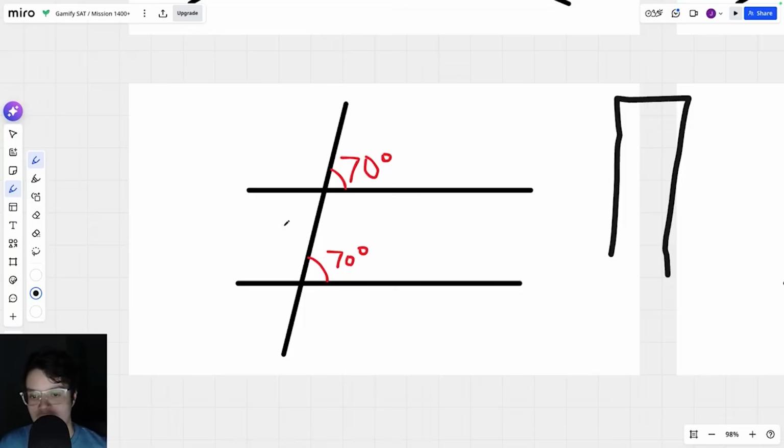So if you have two lines that are like that and you have one line going through them, you know these two angles must be the exact same as well. You can kind of just logically tell this, like, yes, these look pretty much the exact same angle, but it's actually also true based off of geometry.